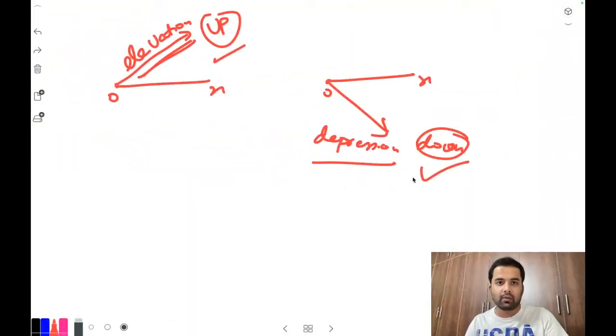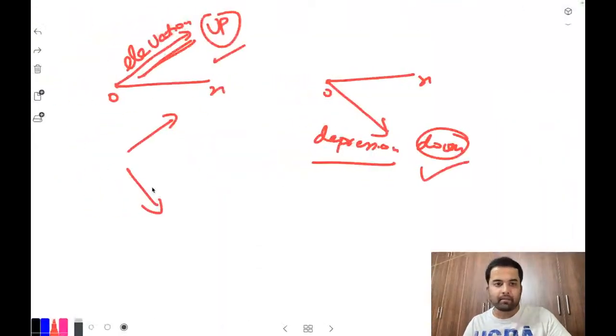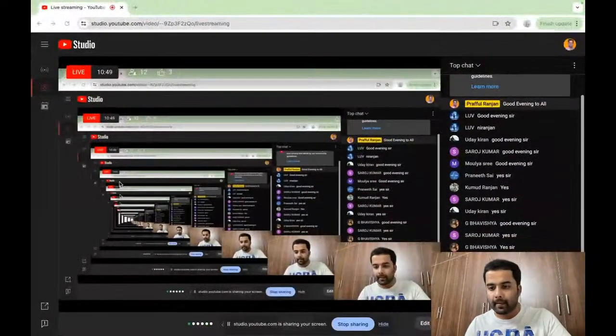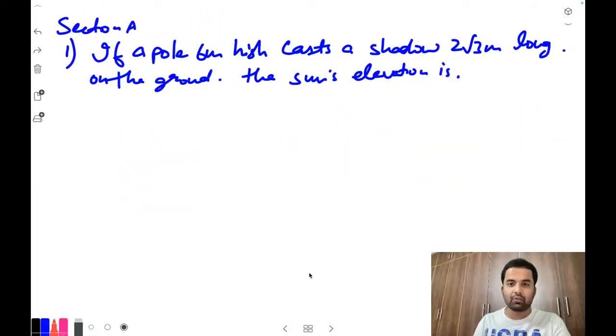Is it okay? Then only will we proceed further. Let me know, everyone. Elevation understood: the angle which will go upside, and depression means the angle which will go downside. Is it okay? Everyone, just let me know in the comment section. Then only will we proceed. This is for the elevation. This is for the depression. Because we have a use of this, that's why I mentioned it. Let's come to this question now.